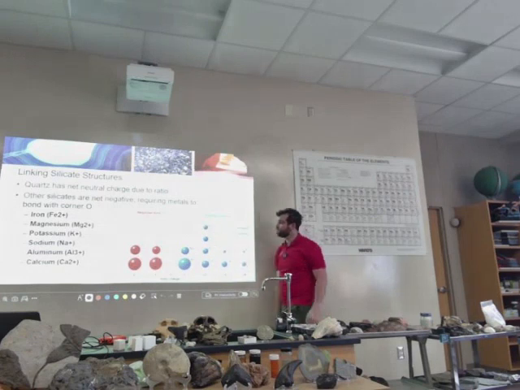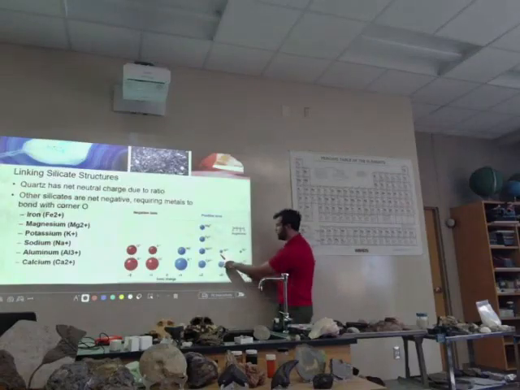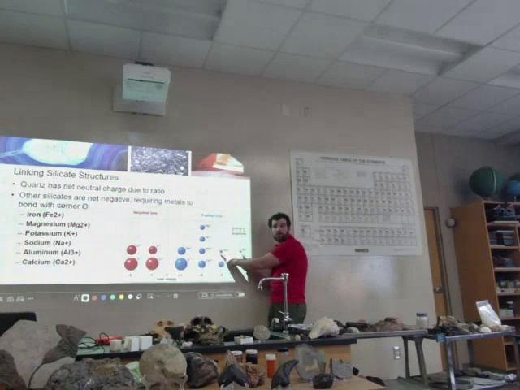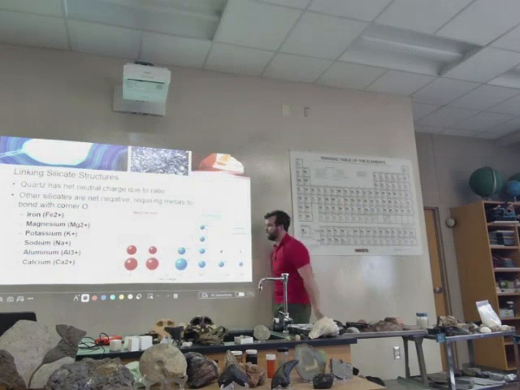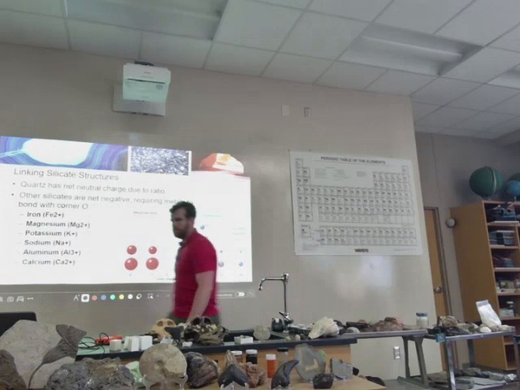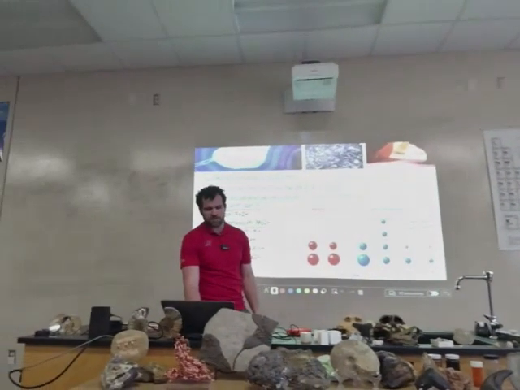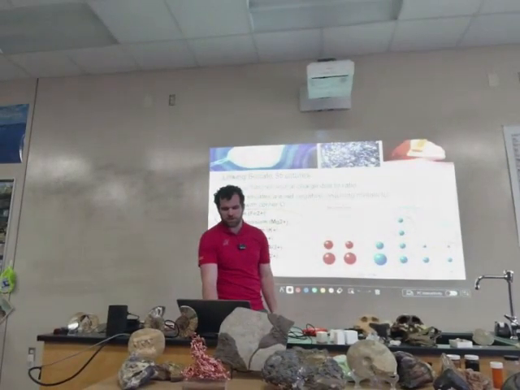Okay. The same thing can happen with aluminum and silicon in some places. We'll find that in some silicon tetrahedrons, the silicon has been swapped for an aluminum. That'll happen sometimes. So irons and magnesiums can swap, aluminums and silicons can swap. It just kind of depends on the heat, the pressure, and what's available.